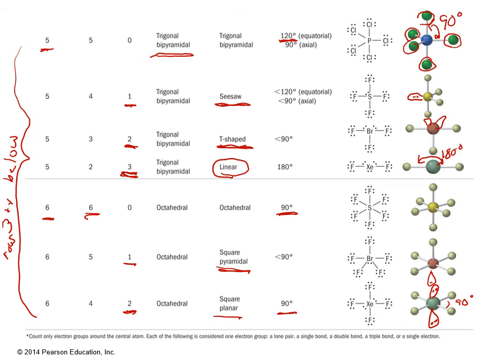So these are the shapes that our molecules can take based on the Lewis structures that are drawn and the electron groups that are around it. Remember, an electron group is any lone pair, any bond, whether it be double, single, or triple.